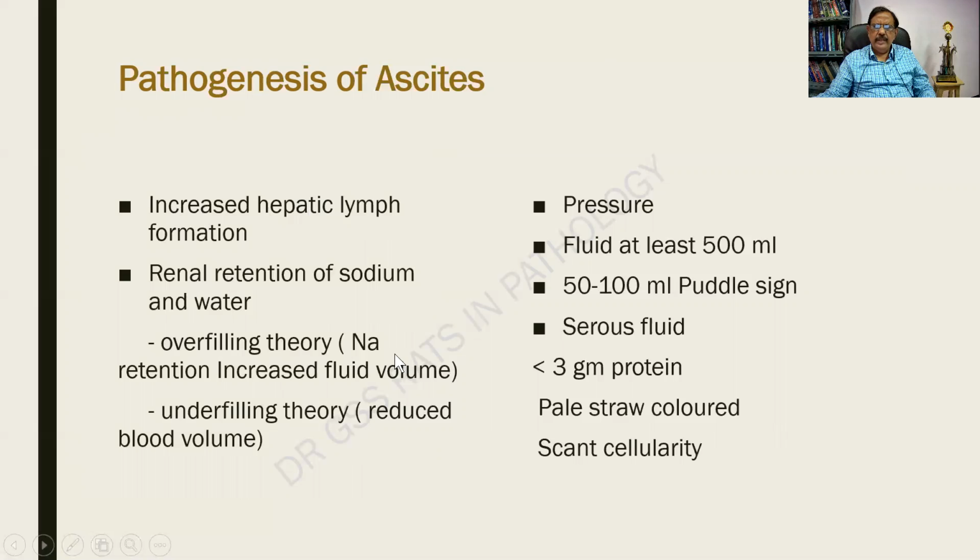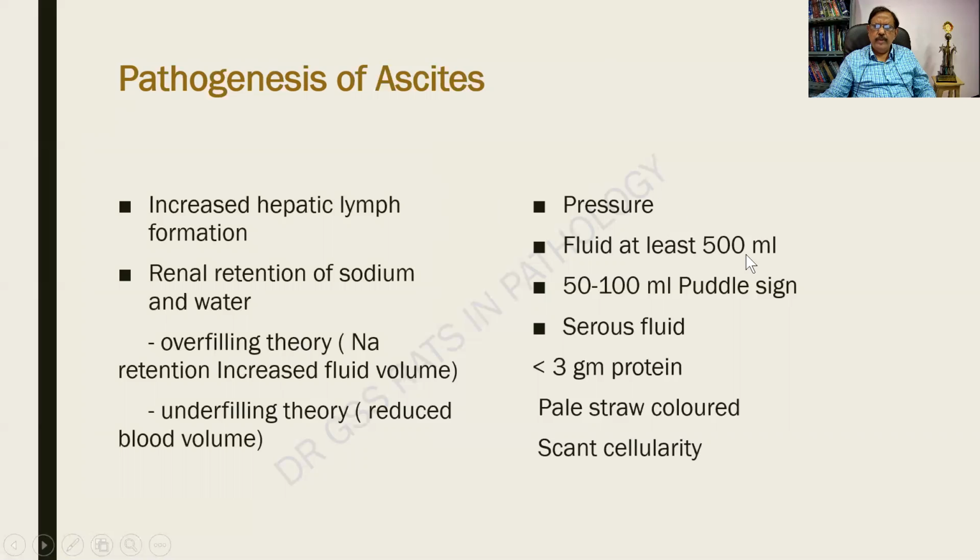In overfilling theory, there is a sodium retention leading to increased fluid volume. And in underfilling theory, there is a reduced blood volume. Both of these can result in ascites. And what can be the various other factors that we should appreciate? One is an increased pressure.